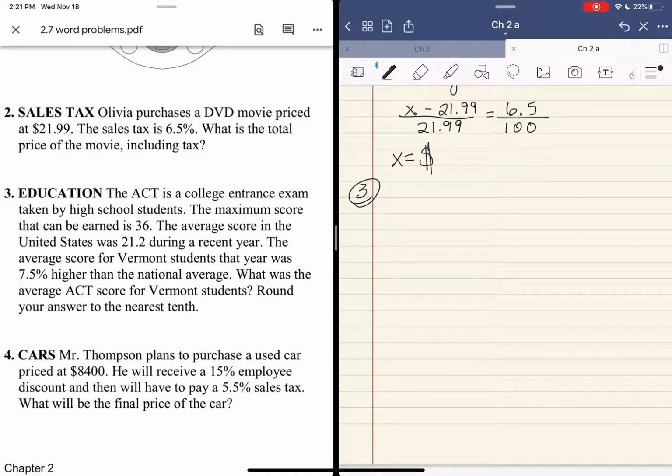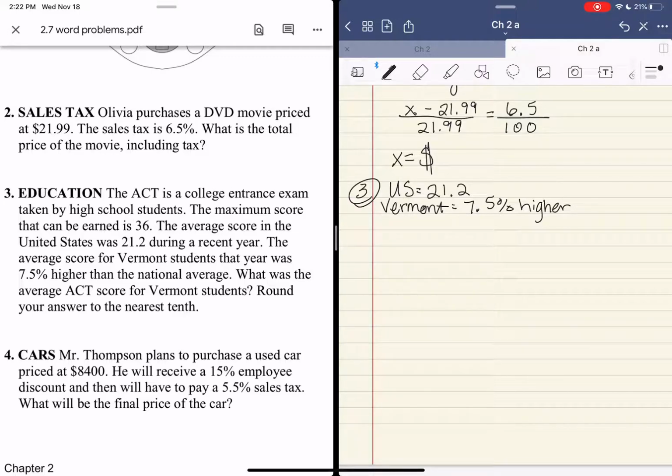So we want to take the average score of the US and say that it was 21.2. We want to say that Vermont was 7.5% higher. So we're trying to figure out what their score would be. We want to figure out what 7.5% higher than 21.2 is.